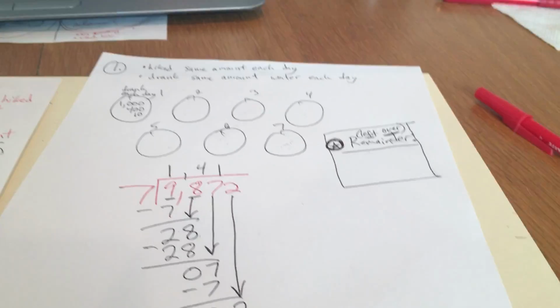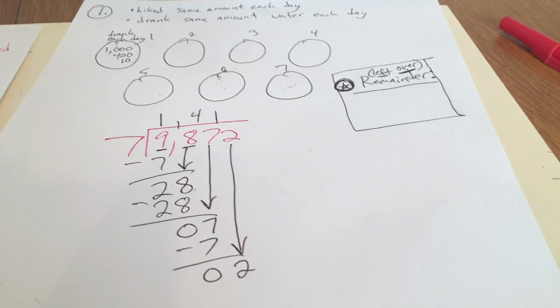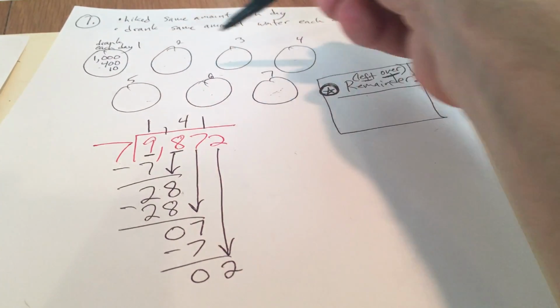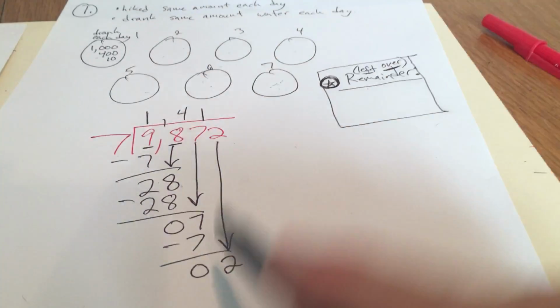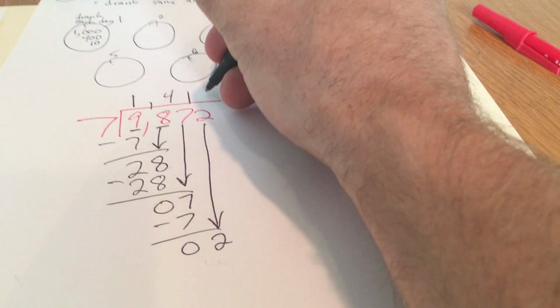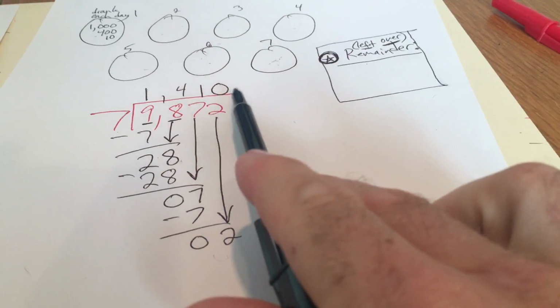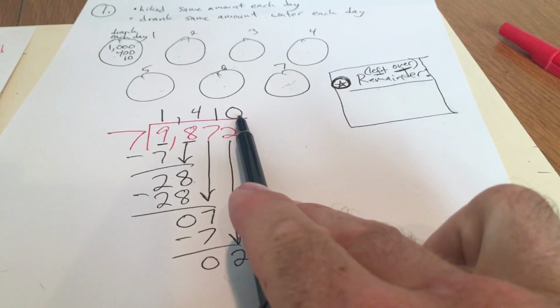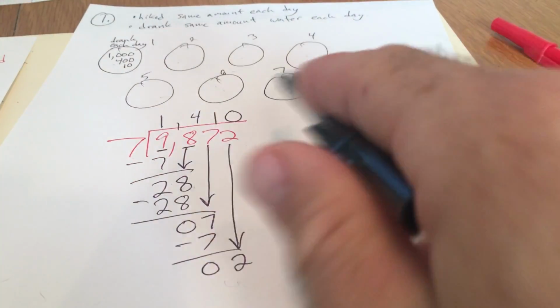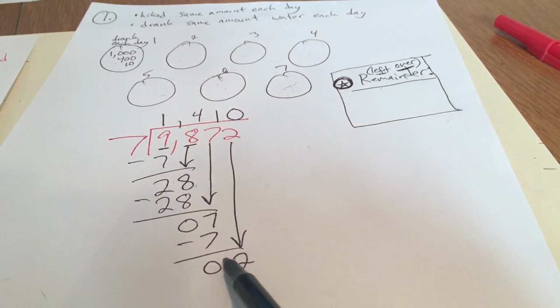There are 2 milliliters left, but he's got 7 days, so he can't drink 1 milliliter each day. That would be 7 milliliters. He only has 2 left. So he can't put any of those ones, any of those 2, into equal groups because he only has 2 and he needs 7. So 7 times 0 is 0. Subtract. There is a remainder of 2 milliliters.